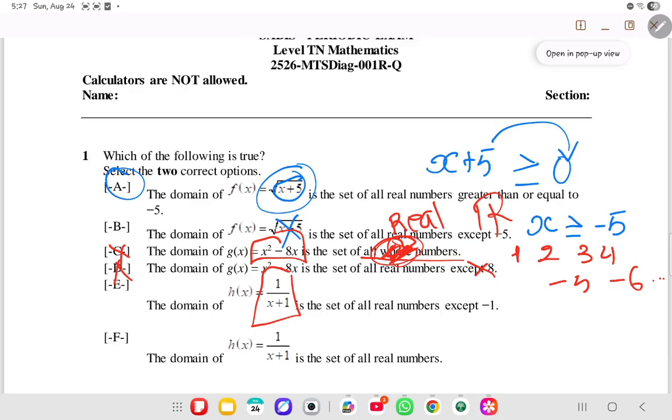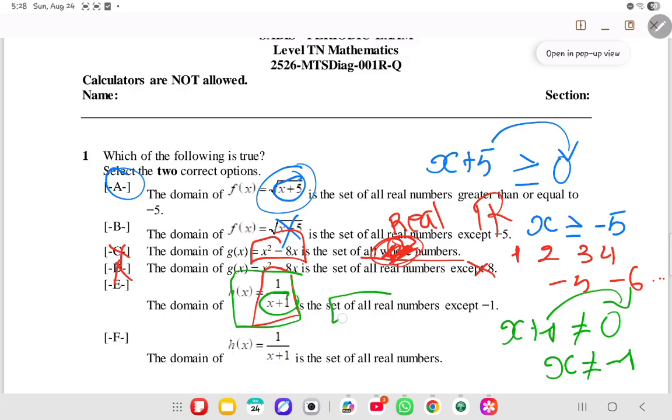As you can see, we're dealing with a fraction. So you're gonna take the denominator, not the numerator, because the denominator is what is gonna affect us. We have to make sure that the denominator will not be equal to 0. So you will take our denominator, which is x plus 1, and make it different than 0. You will move 1 to the other side and get that x is different than minus 1. That means the domain of this function is the set of all real numbers except minus 1. This is true.